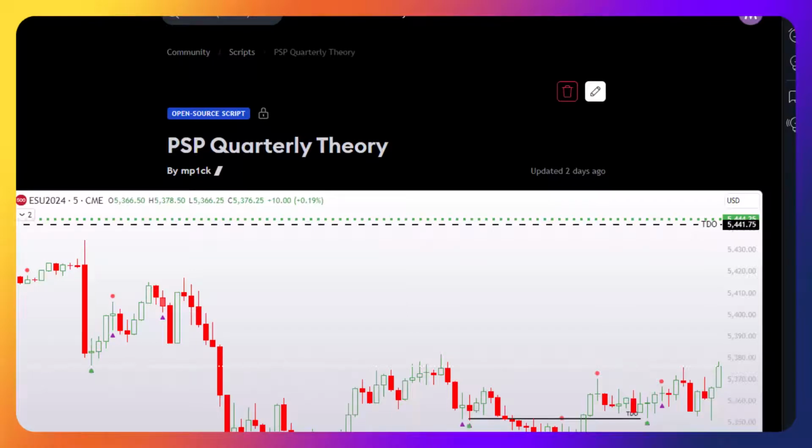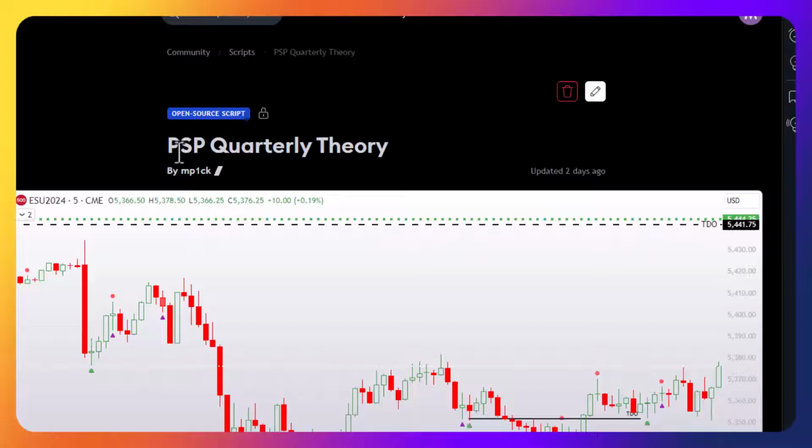Hi, I'm going to explain a little bit about precision swing points, or PSP as we call it. This is from Trader Day, his quarterly theory. I'm in his mentorship, and he's mentioned heavily about market reversals, and he teaches about SMT, which is when there's a difference between very correlated assets.